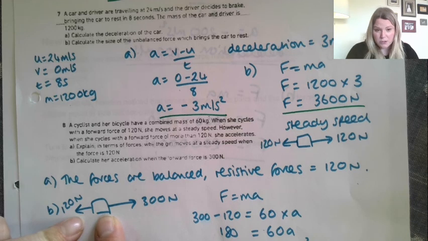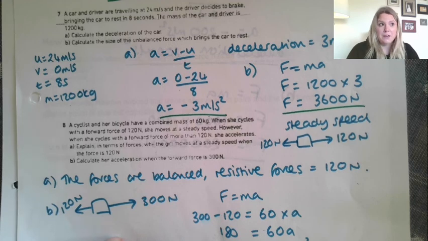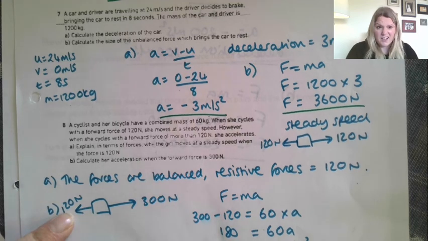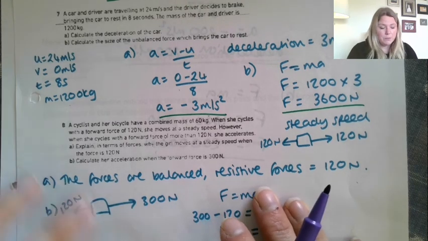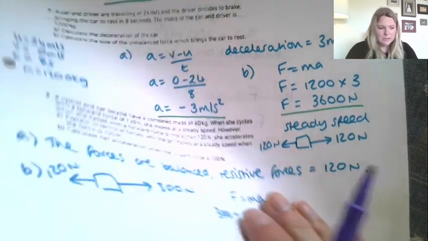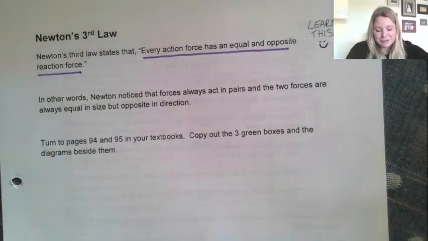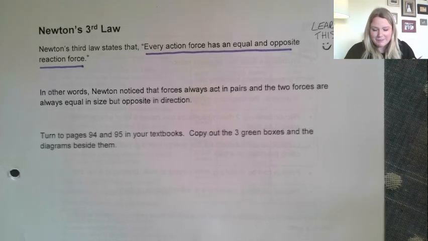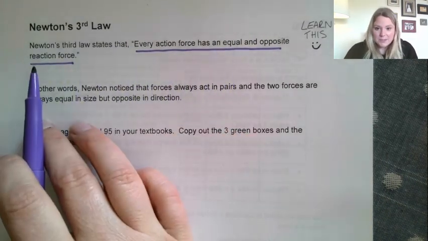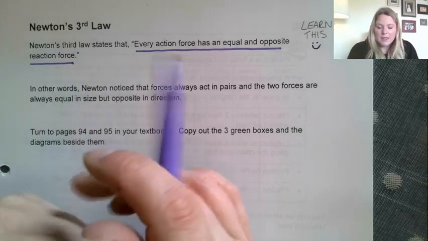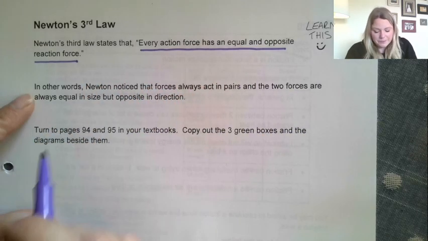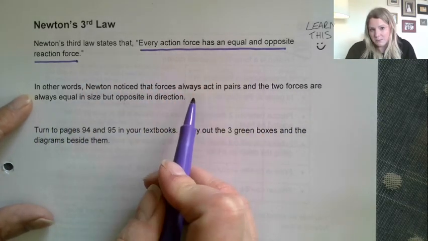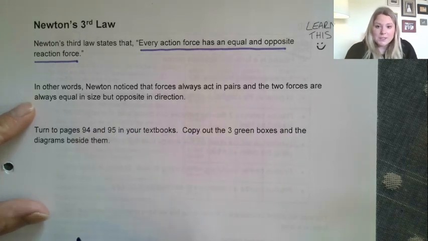We haven't included the forces that are pushing down on the ground or pushing on the air. This is just the air and the friction pushing on the object itself. That can take a wee bit of a while to get your head around. I'm not sure if I have done a great job there, but I will keep going and keep trying. Every action force has an equal but opposite reaction force. Newton's third law pairs are always the exact same type of force. In other words, Newton noticed that forces always act in pairs. Two forces are always equal in size but opposite in direction.